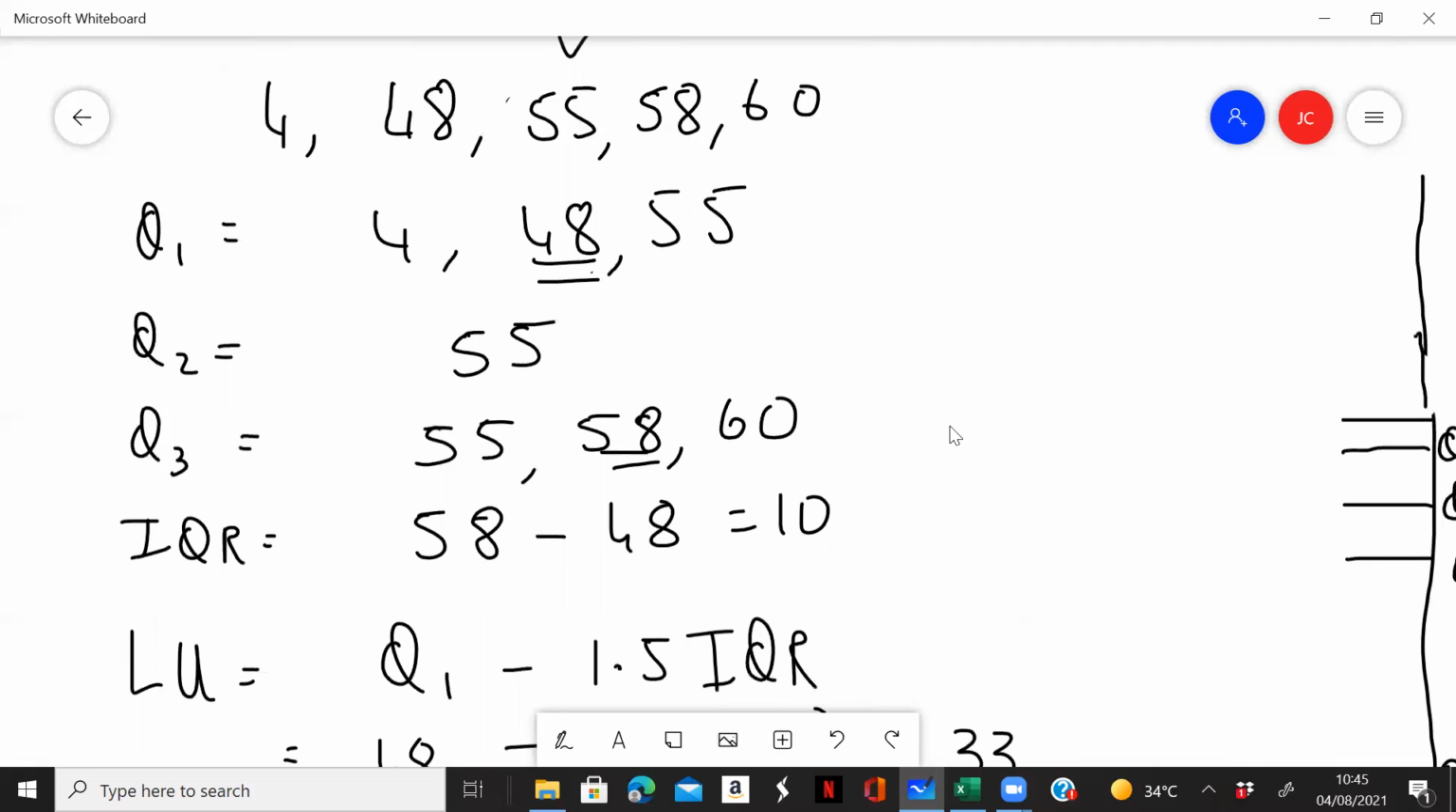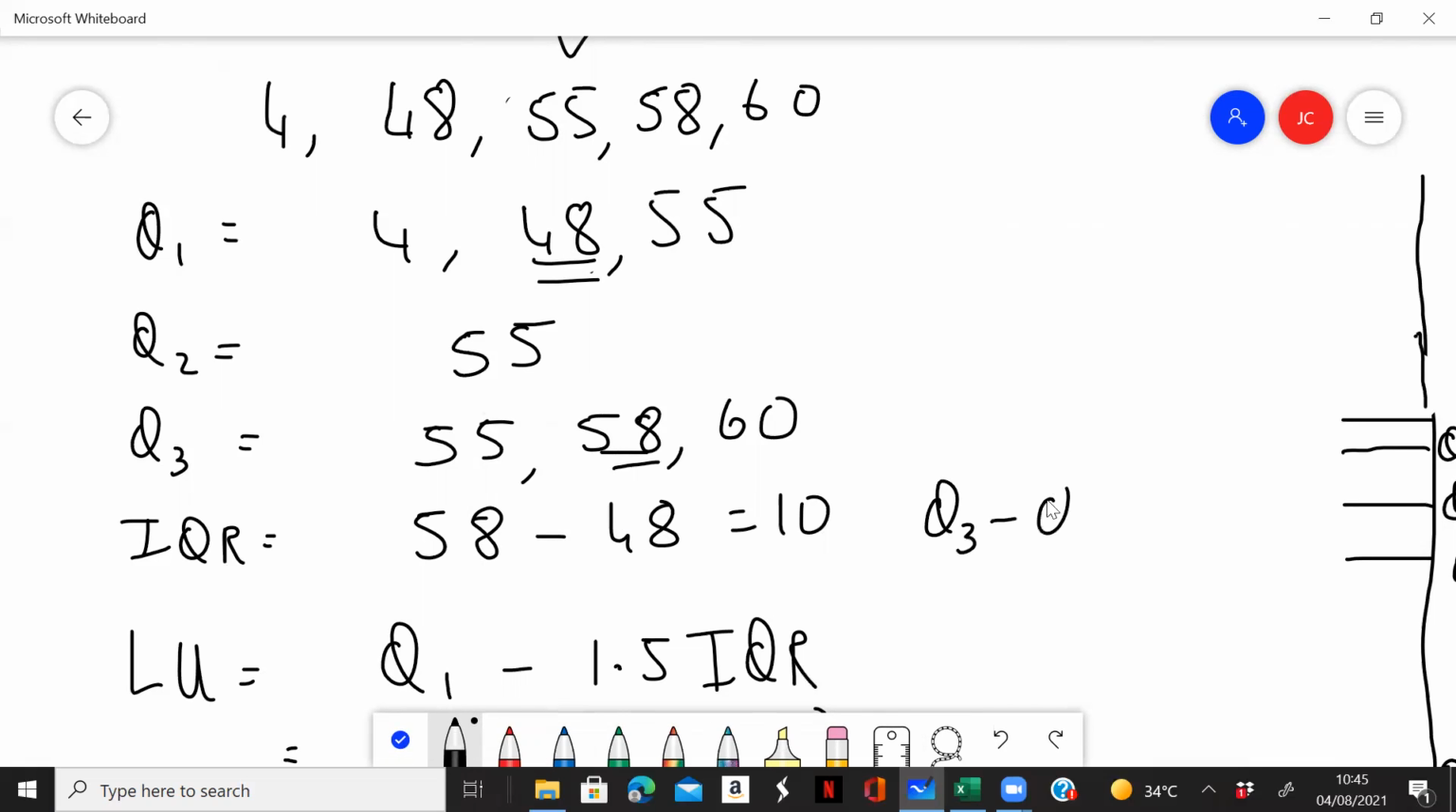Just to give you an idea of how bunched up or spread out your numbers are, we compute what is known as the IQR, the interquartile range, which is basically Q3, 58, minus Q1, 48. So this is always Q3 minus Q1. And this tries to tell me how bunched up my numbers are. The higher this number is, the more spread out they are. We'll talk about spread later on, but now this gives me an intuitive idea. The lower it is, the more grouped together they are.